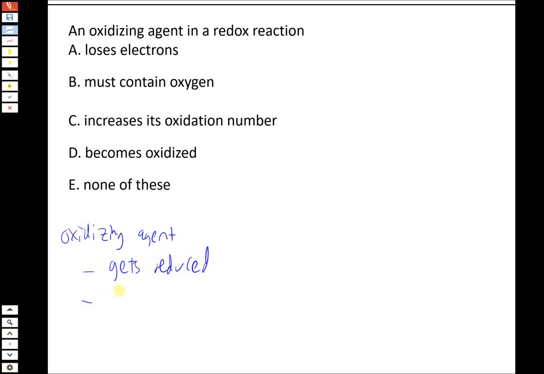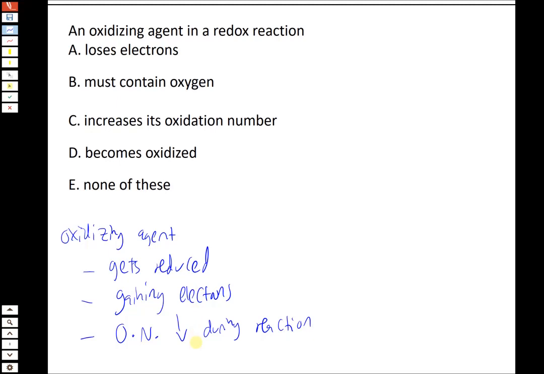and because it's getting reduced, that means it's gaining electrons. So reducing means you're gaining electrons. And the other way to identify what's being reduced is that an oxidizing agent, or whatever is getting reduced, its oxidation number is going to decrease during the reaction. So those are kind of the key essential aspects of what an oxidizing agent is. A reducing agent would be, of course, the opposite. A reducing agent gets oxidized, loses electrons, and its oxidation number increases.